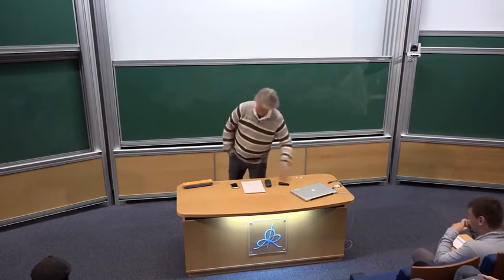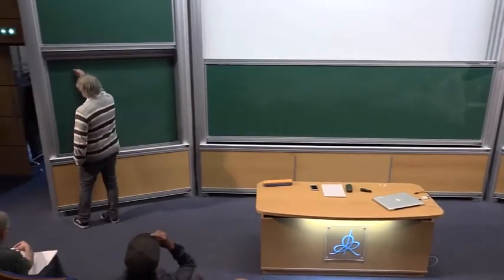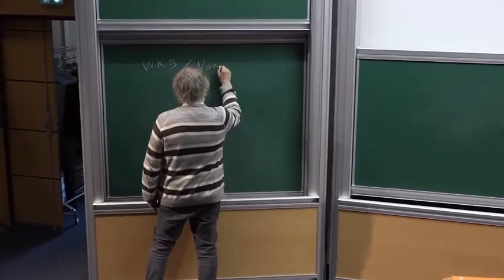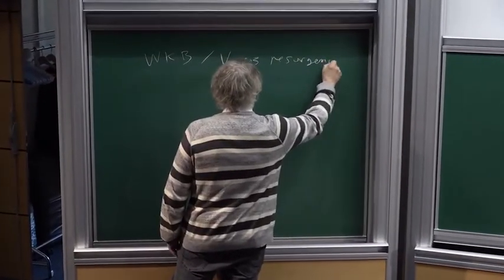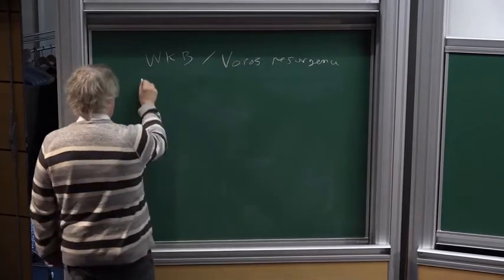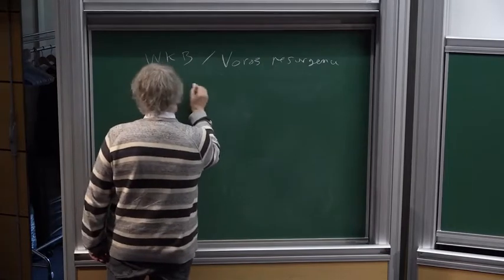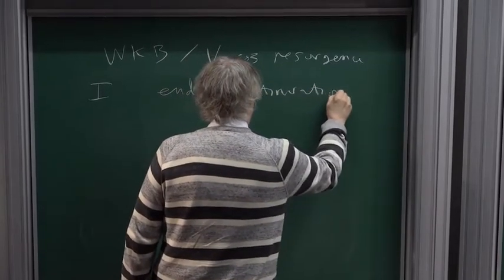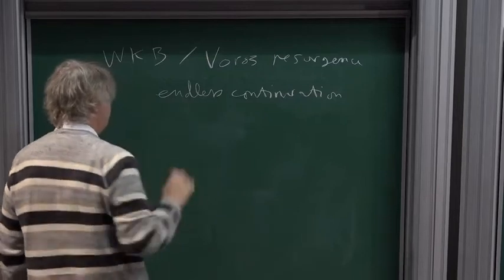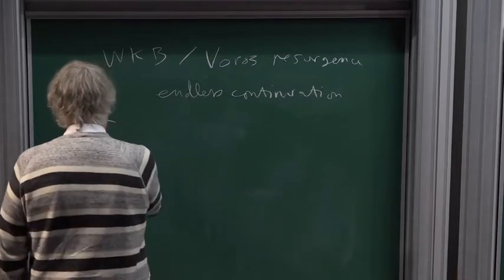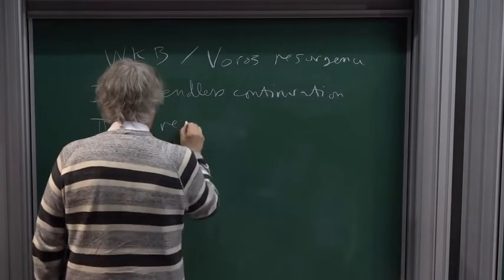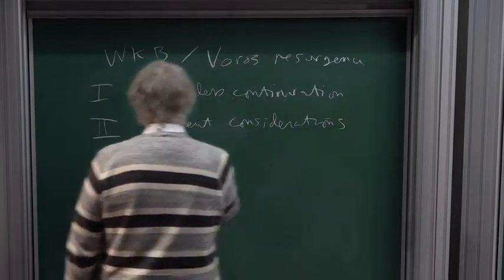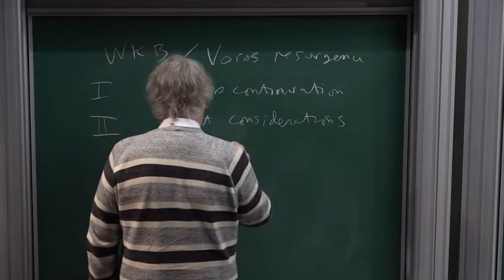So I'd like to talk about WKB. And this is, I think, what Professor Ekal calls Voros resurgence. So the plan of the talk is, one, to talk about how to do the analytic continuation in some particular case. And then the second part, I'd like to talk about some more recent considerations to try to compute the exponent.